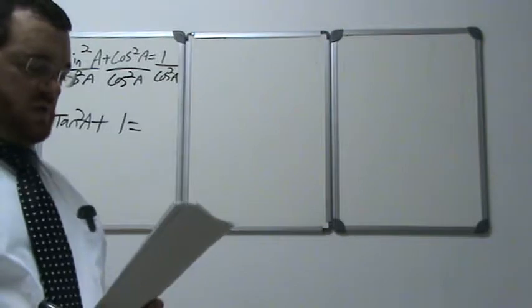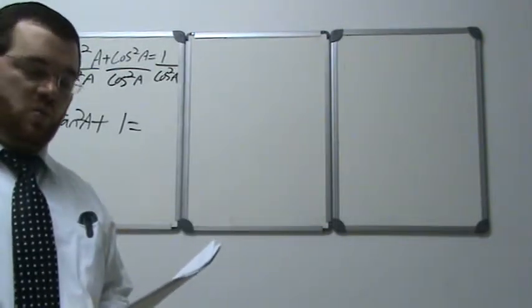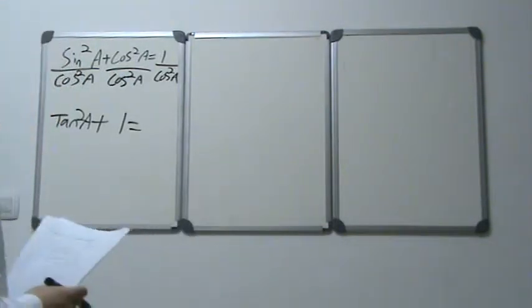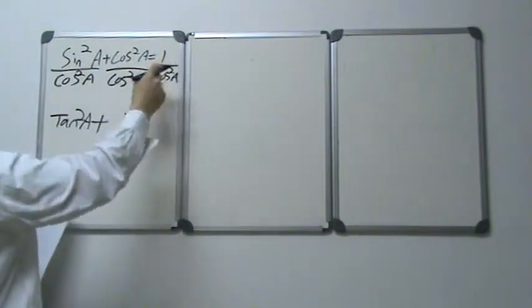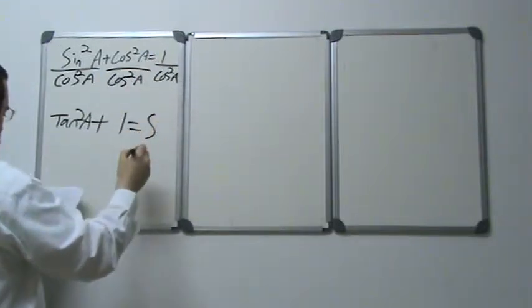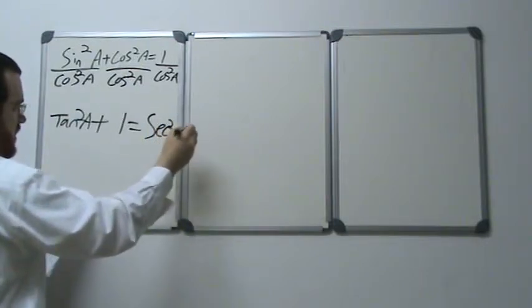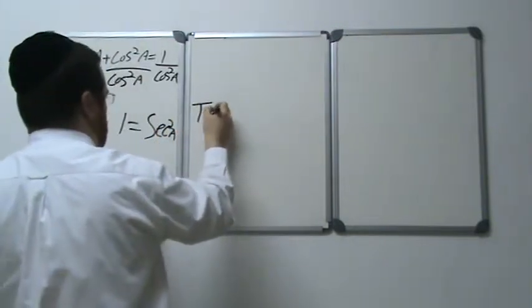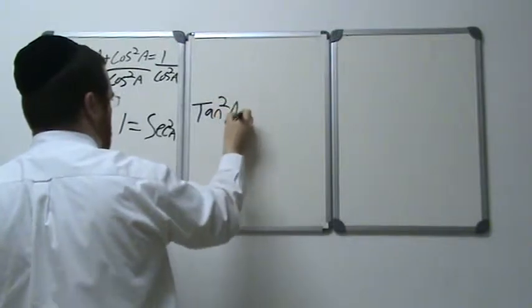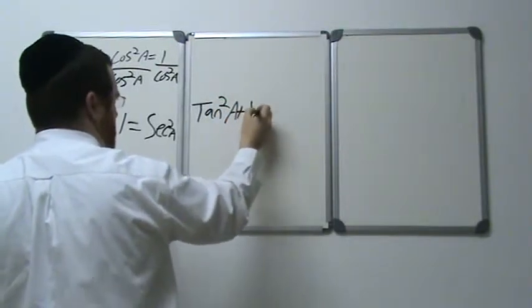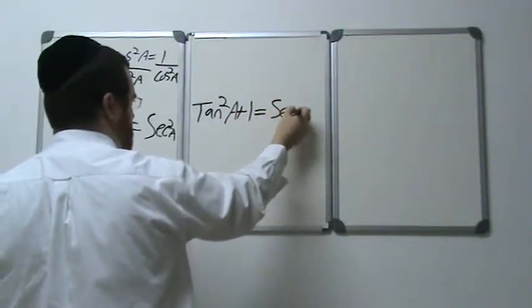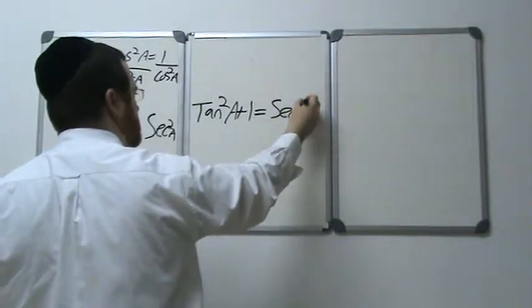Well, how do you find the secant? The secant is 1 divided by the cosine. So 1 over cosine square of A is equal to secant square of A. That's over here. Tangent square of A plus 1 is equal to secant square of A.